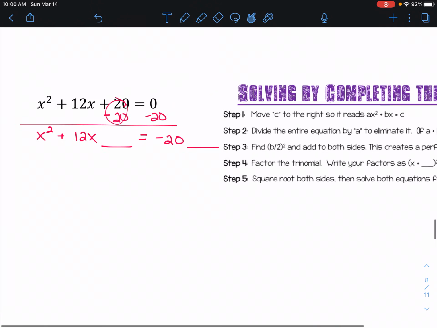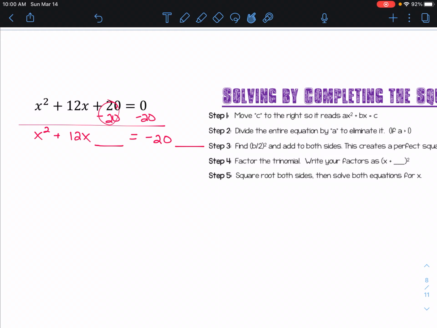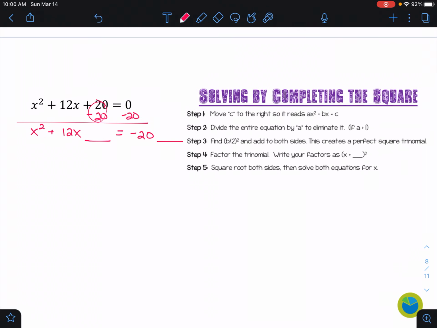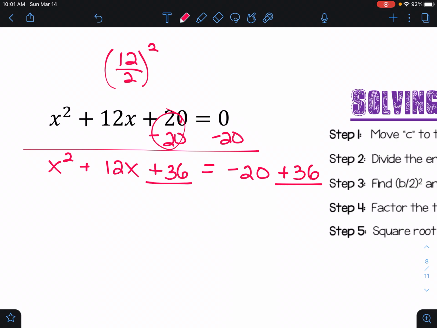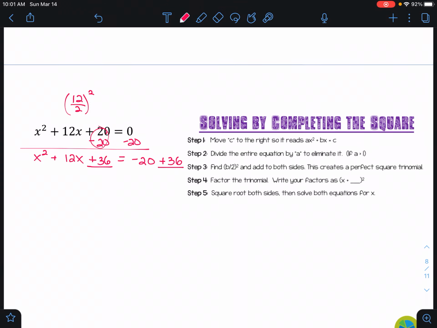Now notice this one, step 2, says to divide the entire equation by a. It's 1 here, so I don't need to do that. But if it was something other than 1, I would have to. So step 2 is good. Step 3, half of b squared, and add it to both sides. So this is 12 divided by 2 squared, which is going to give me 6 squared, or 36. So I'm going to say plus 36, plus 36. Notice I added it to both sides. Don't forget that part.